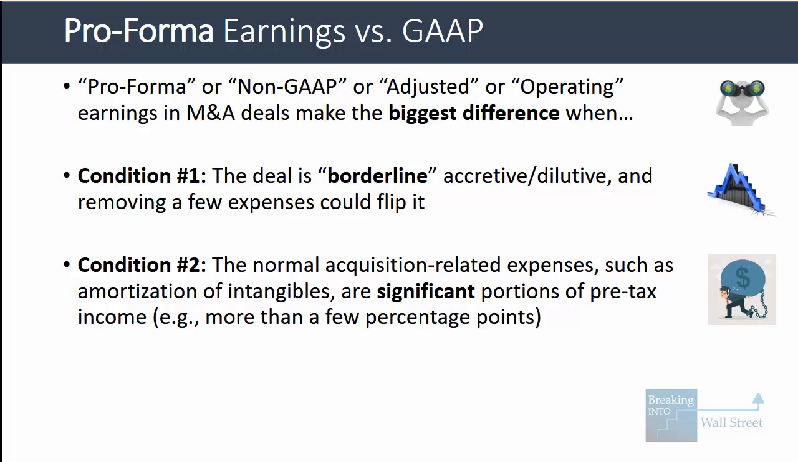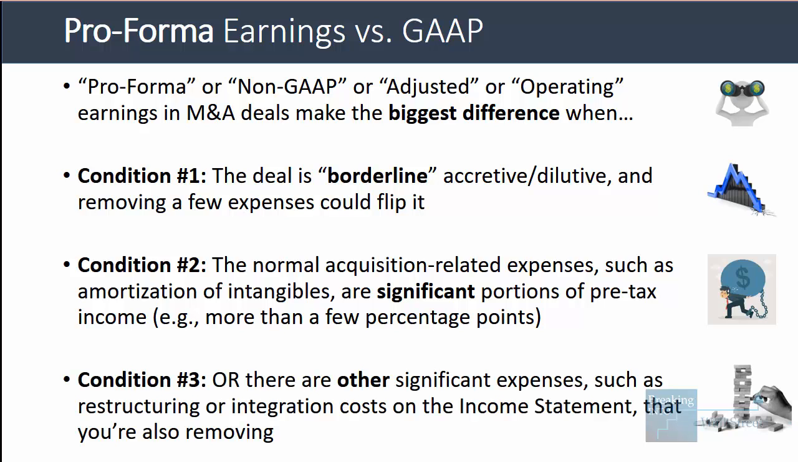They will also make a difference when the normal acquisition-related expenses, like amortization of intangibles, are significant portions of pre-tax income. So if amortization of intangibles is just 0.1% of pre-tax income, for example, it's probably not going to make much of a difference in this calculation. But if it's 5%, it's much higher, and the deal is 1 or 2% dilutive, then removing that amortization could easily flip the deal into being accretive.